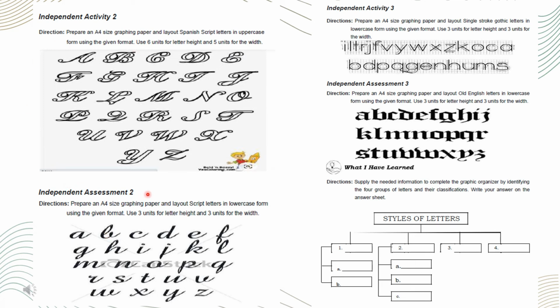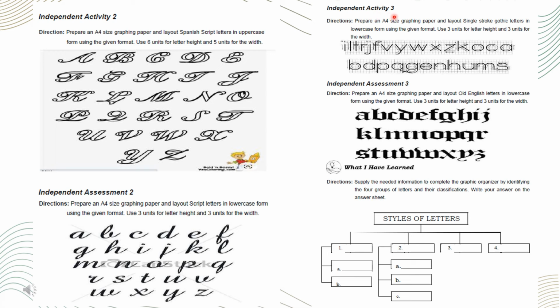Next, for the independent assessment 2, also in the A4 size graphing paper, lay out the Spanish letters in lowercase form. So the format is 3 units or 3 squares for the letter's height and 3 units also for the letter's width. Okay, so you're going again to copy this one on your graphing paper using the format.